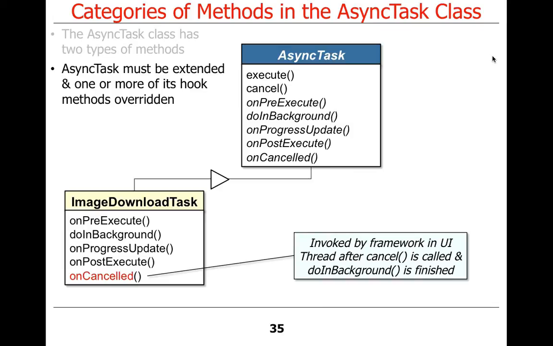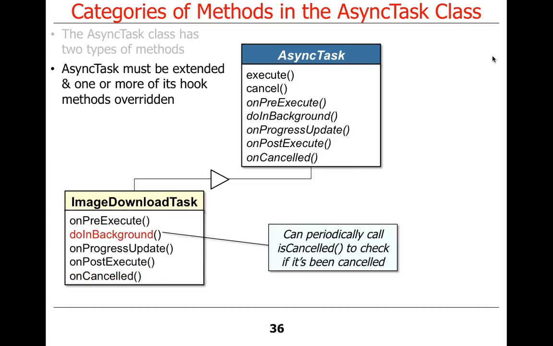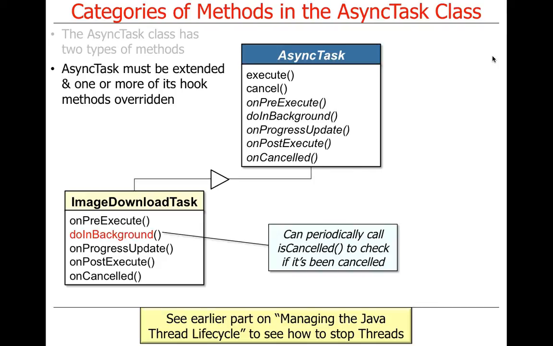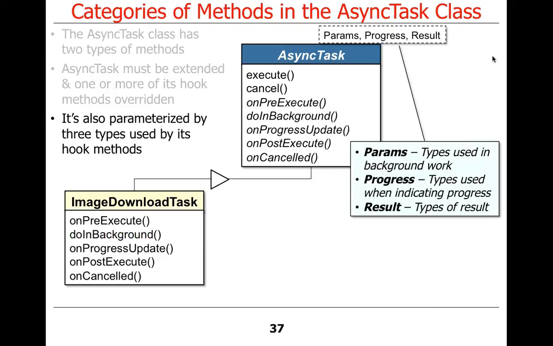So when you cancel stuff, then onCancelled gets called back. This is called after cancel is called and after doInBackground is finished. Then the onCancelled hook method gets called. The doInBackground method can also check to see if it has been canceled, much the same way that a thread can call the isInterrupted method to see if it's been interrupted, to check whether it's been interrupted multiple times. So you can go back and watch that if you remember how that works.